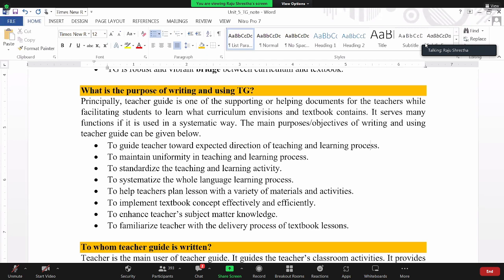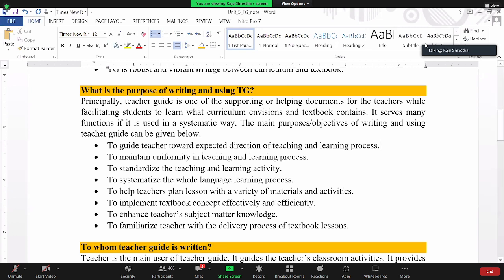First, to guide teachers towards the expected direction of the teaching and learning process. What is the direction? What is the anticipated direction? कता जानु पर्छ भन्ने expectation कस्तो थियो त्यता जानु पर्छ त्यसको लागि चाहिँ so teacher guide can be one guiding document. यसले दिशा निर्देश गर्छ हैन.